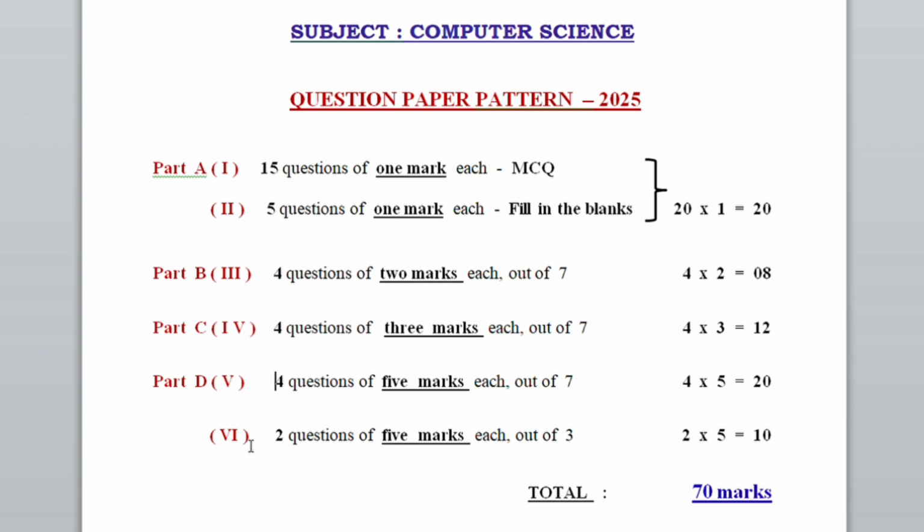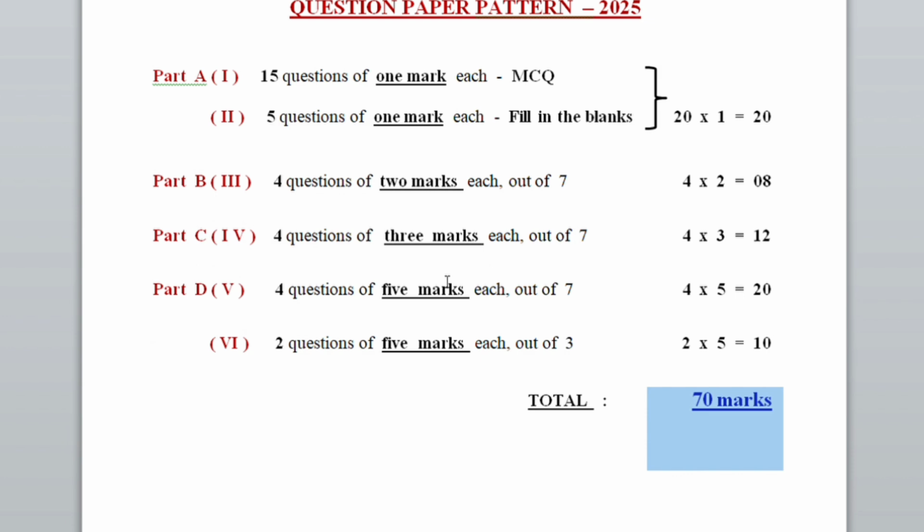Then the 6th main is the HOTS questions, that is higher order thinking questions, wherein you need to answer only 2 questions out of 3. You will have 3 questions, out of which you need to answer any 2. How those HOTS questions will be, whether 2 marks, 3 marks or 5 marks, we need to understand with the model paper. So totally it is 5 into 2 equals 10. So it is 20, 8, 12, 20, 10, totally 70 marks. This is how the question paper pattern will be. Hope you all know this. So we had a fast glance at this.